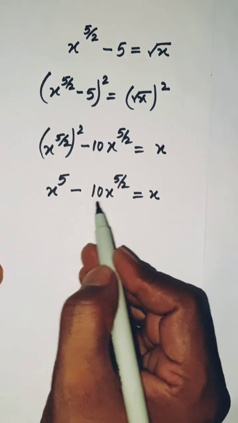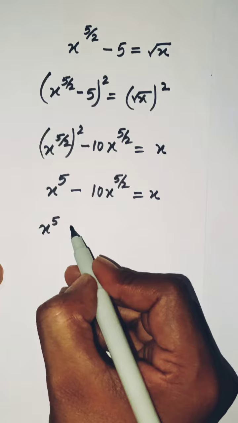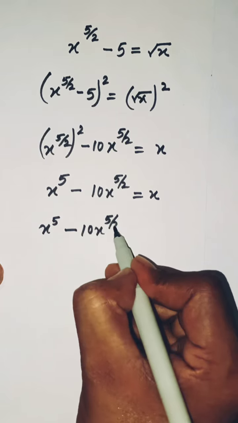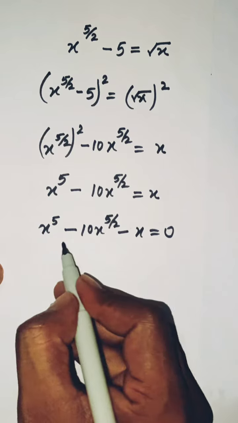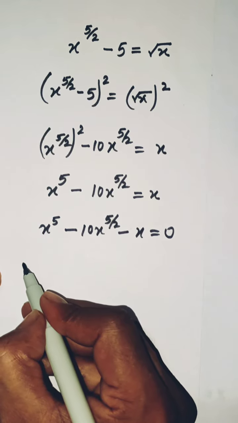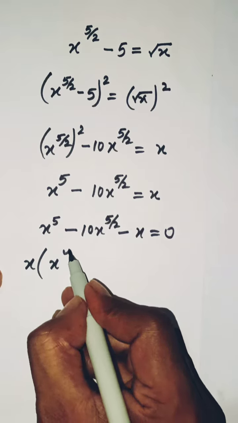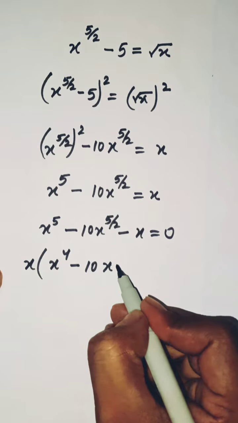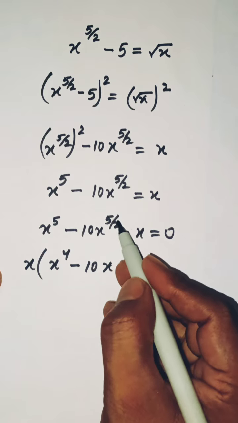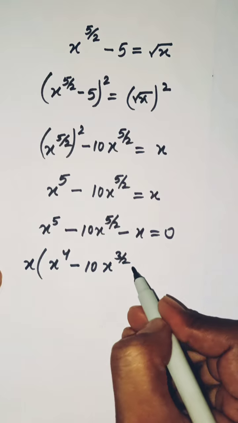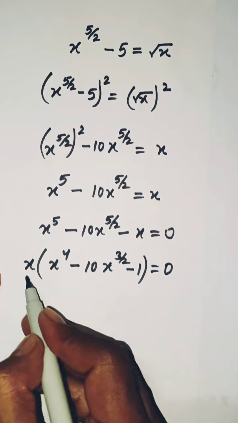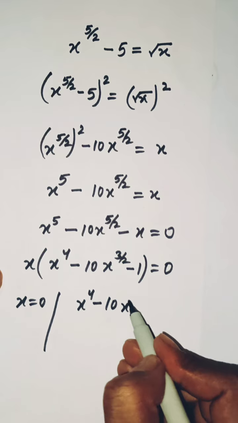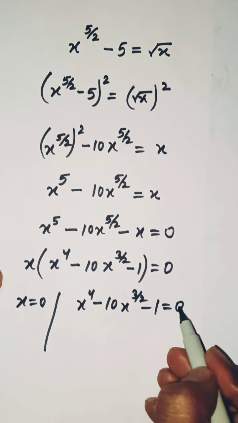Now what I can do, I can take common x, okay, x to the power 5 minus 10 x to the power 5/2 minus x equal to 0. I can take common, so I'll be having here x times (x to the power 4 minus 10 x to the power 3/2 minus 1) equal to 0. So either this will be equal to 0 or this one is equal to 0. So we have x to the power 3/2 minus 1 equal to 0.